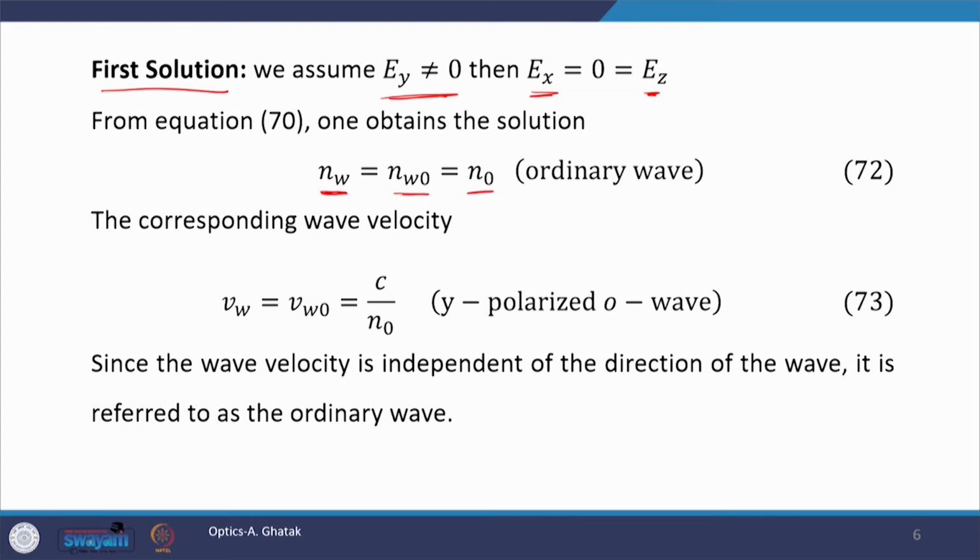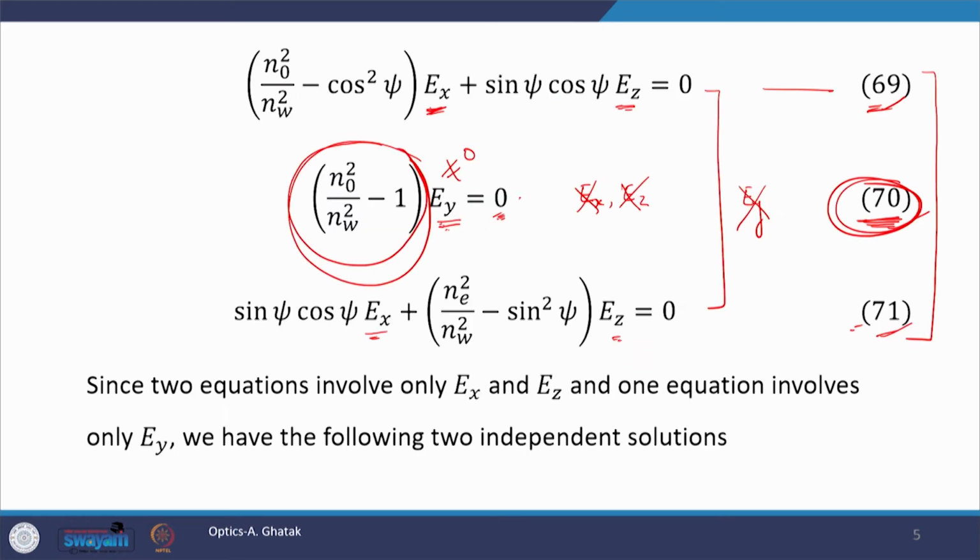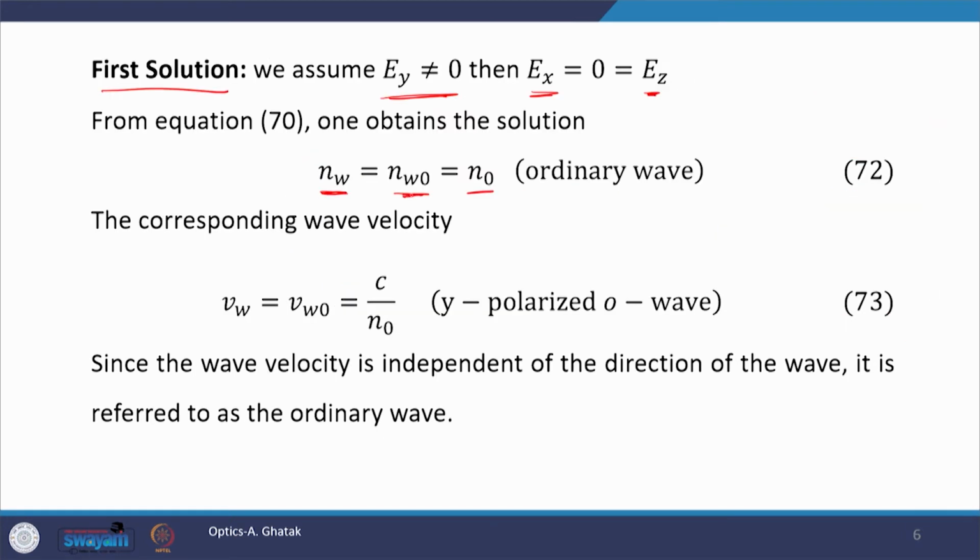Okay, this quickly comes from equation number 70. Yeah, n_w is equal to n_0, and we assume that it is n_w0. Now, once the value of refractive index is known, we can easily calculate the wave velocity of such a wave. The wave velocity would be given by c by n_0.